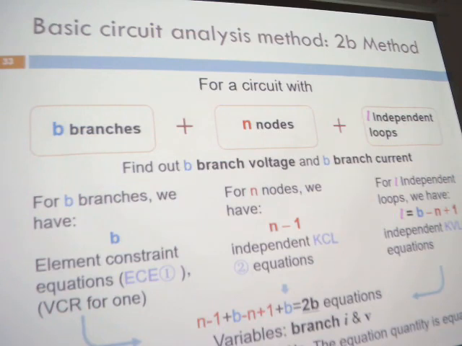If we have no independent node, we don't use any KCL equation, we just have KVL equations, clear? Because if there is no independent node, it's all one node, connecting one element and another. The current going in is the current going out, so this equation is of no use.